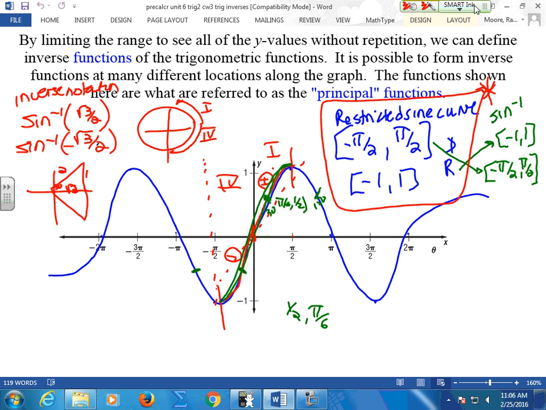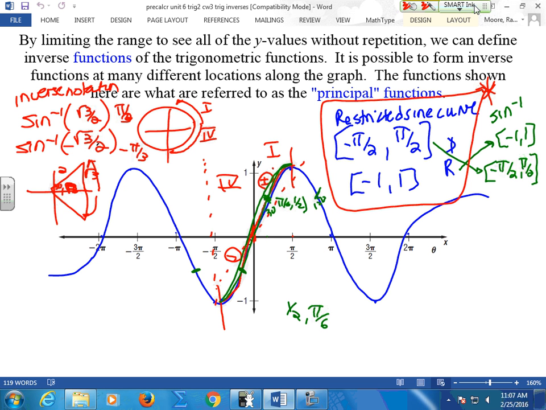If this is 30, my positive angle becomes pi over 6. Whoops, this is a y. I did it backwards. So pi over 3. My other guy down here has to be negative pi over 3. That's going the opposite way because my domain only goes from negative 90 to positive 90. Negative pi over 2 to positive pi over 2. So you see what we're looking at?